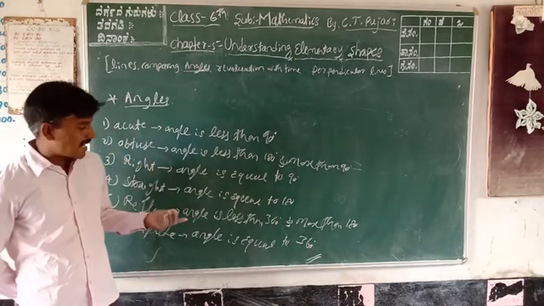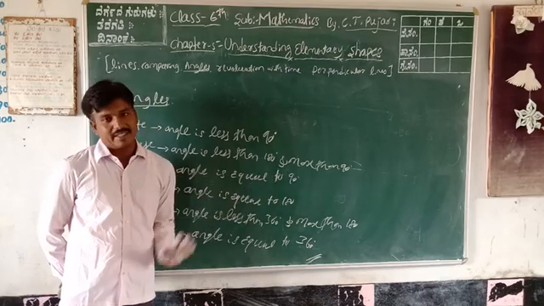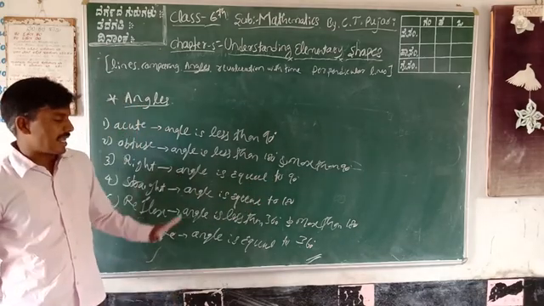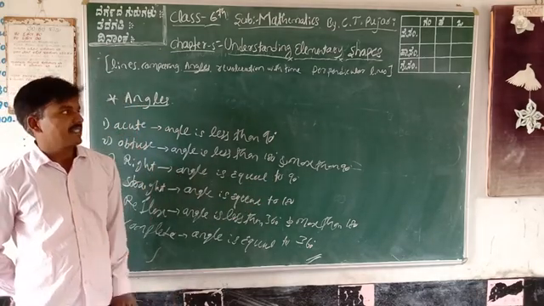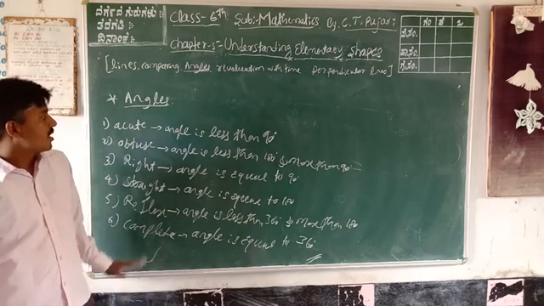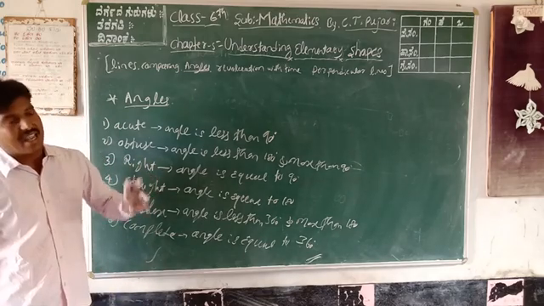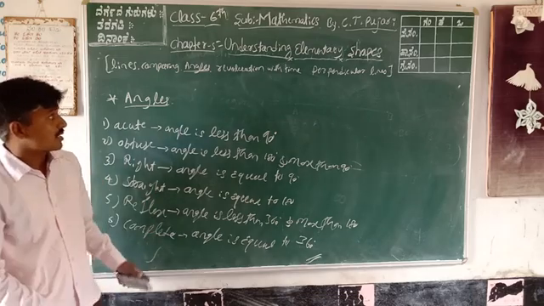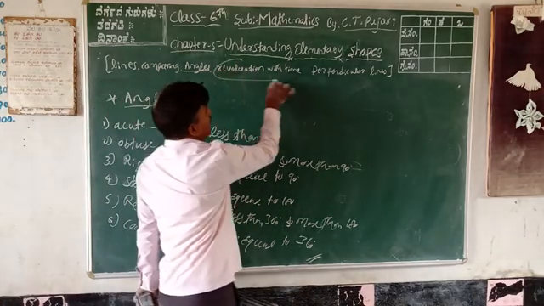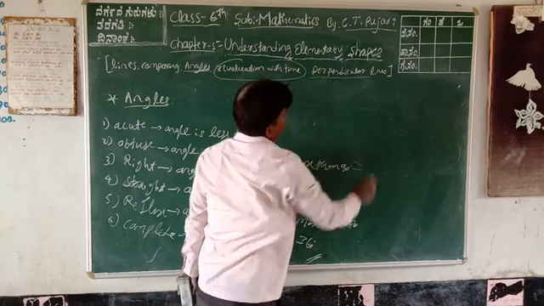A reflex angle is more than 180 degrees and less than 360 degrees. The last one, a complete angle, is exactly 360 degrees. Got it? These are the types of angles, and you can also measure angles here. Next one is what? Before studying the revolution of the clock, we study perpendicular lines.